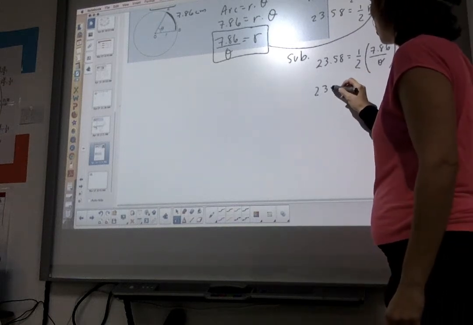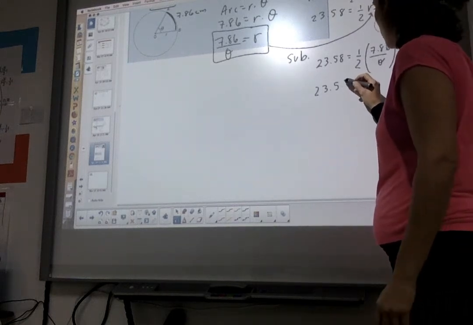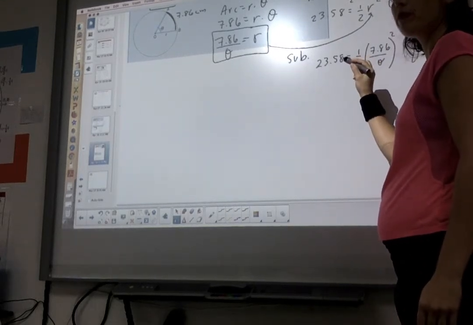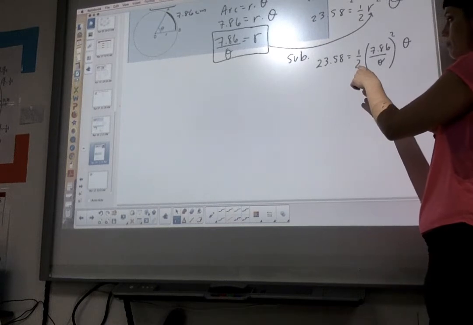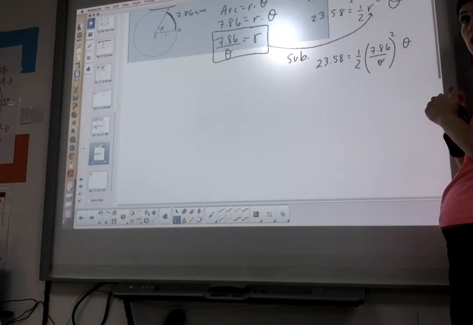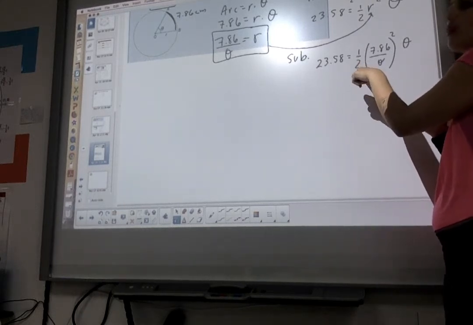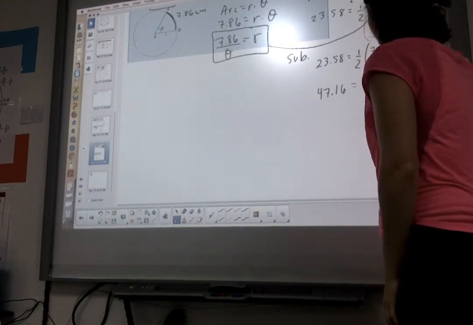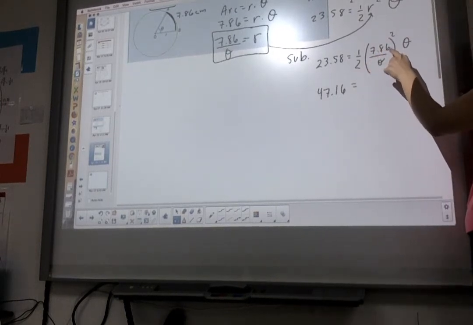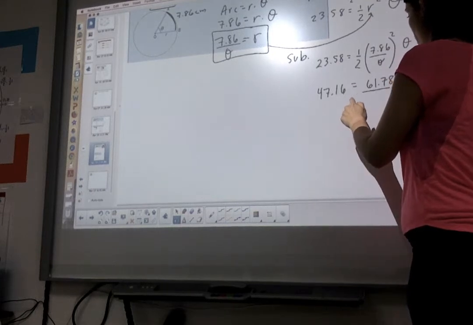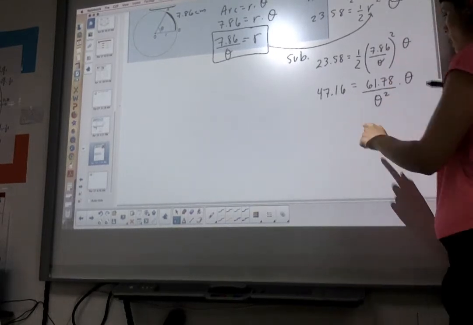23.58 divided by 2. No, I don't want that. You mean times 2? Times 2. You want to get rid of this 2. So you do 23.58 times 2. 47.16. We're getting rid of the half. 47.16. Can you square the 7.86? 61.78 over theta squared times theta.